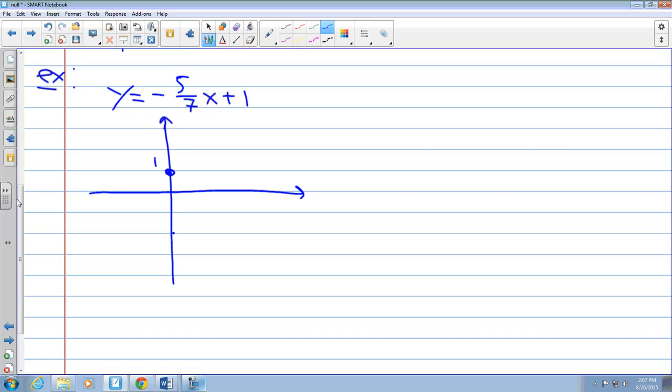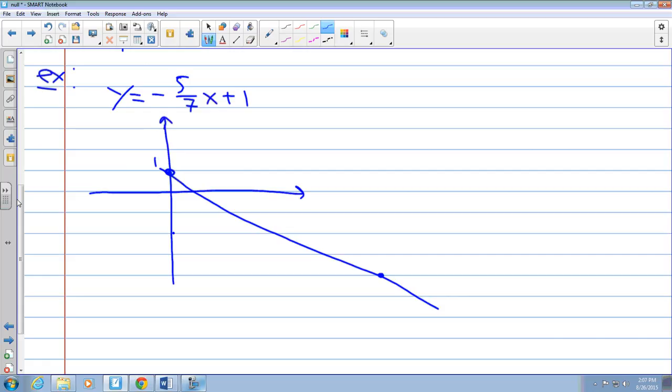1, 2, 3, 4, 5 over 7, right? Down 5 over 7, or up 5, back 7, right? Same thing still. Yeah, but let's just agree to go. Wow, I didn't see the other point because it was covered by, but yeah, so that's the idea. Does that make sense? Okay, so having that, we can sketch the line very easily.